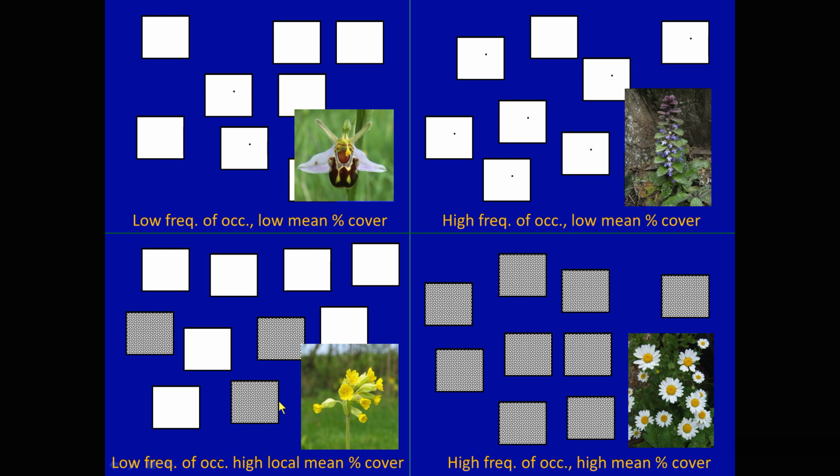So you can have a low frequency of occurrence but a high local mean cover, so there's lots of it where it occurs, and so it tends to occur in clumps. So clump forming things like this cowslip that you've got here tend to do this. And then you've got the thing that happens where you've got a species that tends to occur quite a lot but is never very abundant. So, for example, bugle is one of those. It just dots itself around, and it's just its nature that it tends to be quite a good disperser, but it's not a good competitor, and so it sort of plays that intermediate game and ends up being frequent but never very abundant.